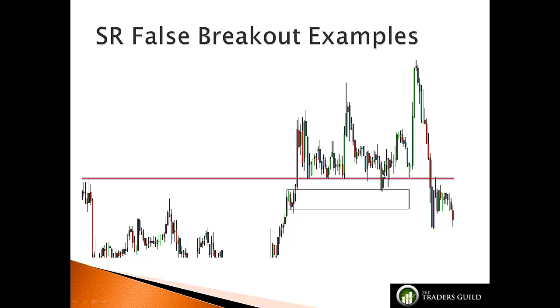Extremely clear SR, and you see price moves back up to the range highs and then back up to this supply within here before holding again and then making a new high. Okay.